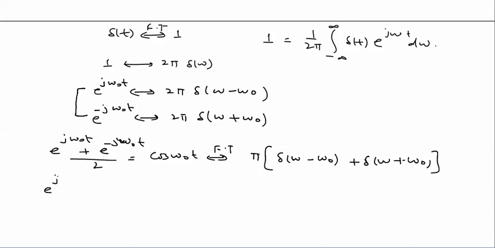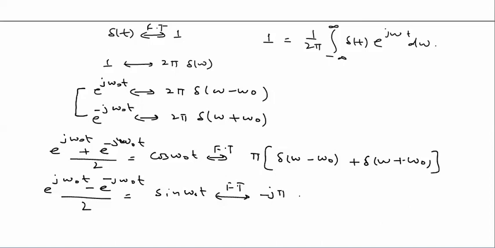By subtracting these two terms, we directly get sin omega naught t. The Fourier transform of sin omega naught t is minus j pi [delta(omega minus omega naught) minus delta(omega plus omega naught)].